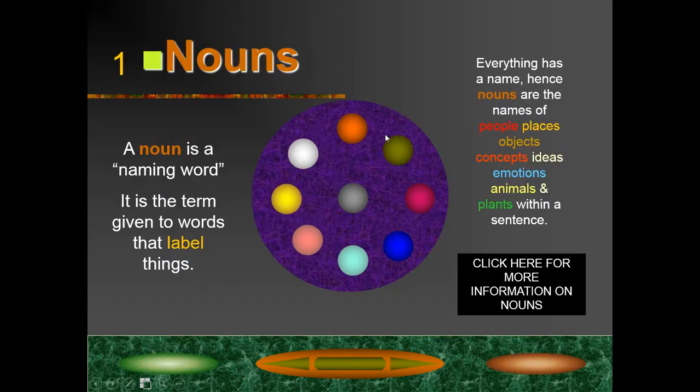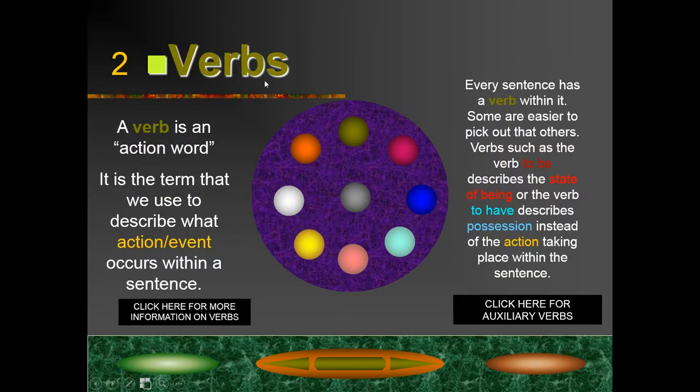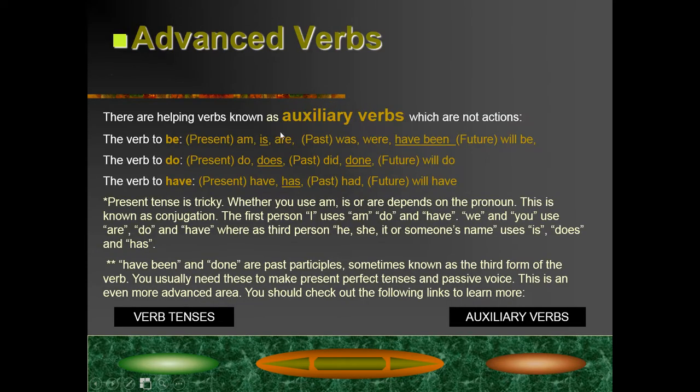Okay, so after nouns, there's verbs. Verbs is a huge area. The way I've broken it up is I've explained the basic function of a verb, again, elementary level, entry 2. Entry 3 level 1 would get that. If they wish to investigate auxiliary verbs, I've created another page explaining what auxiliary verbs do. Be, do, have.